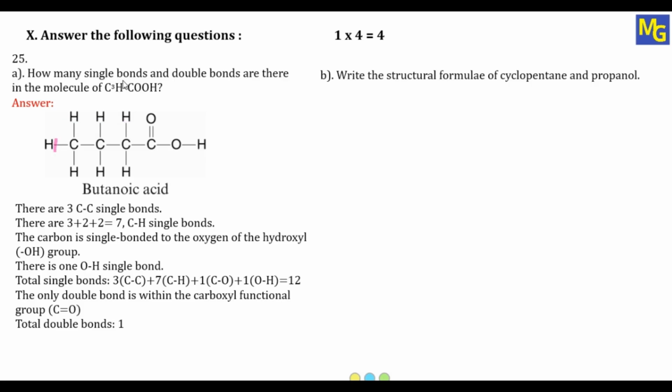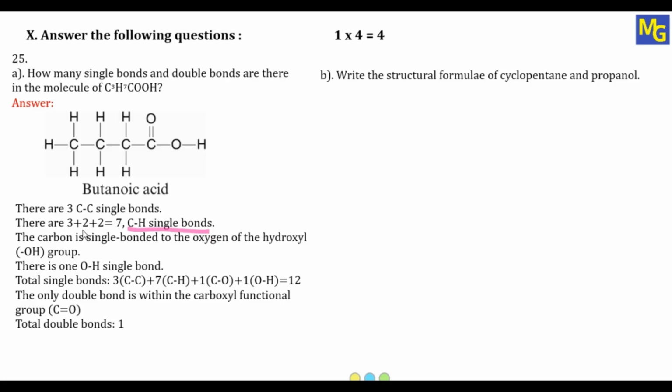So total H how many we want? 7. And here if you see these 3 and these 3, 6, and this will be 1, 7. So this is the molecular formula, structural formula. After writing structural formula, now we can easily count the bonds. There are 3 CC single bonds. 1, 1 and 1. Total how many? 3. There are 3 plus 2 plus 2 is equals to 7 CH single bonds. So 3 plus 2 plus 2.